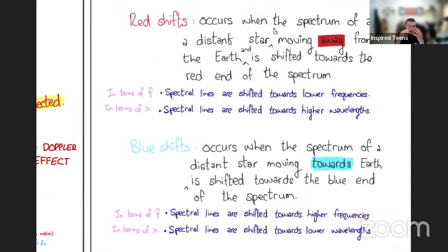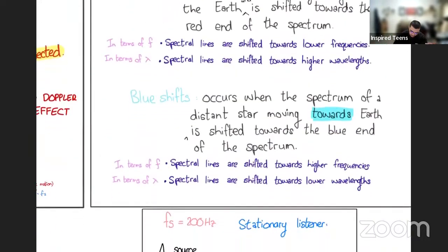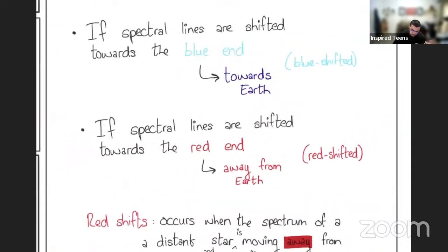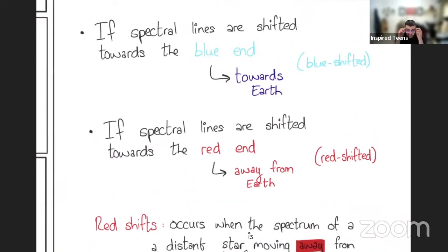This is how scientists and space specialists detect whether a distant star is moving towards or away from the Earth. So let's just go back here. If spectral lines are shifted towards the blue end of the spectrum, that means that this distant star is moving towards Earth, and we call it blue shifted.